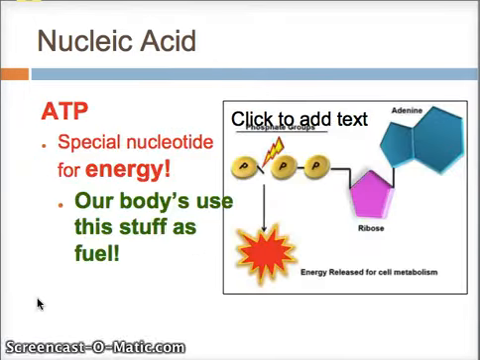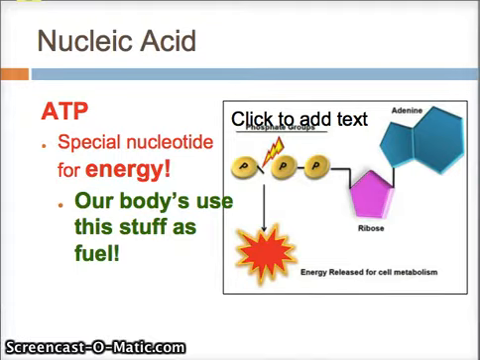All right, remember how I told you we'd come back to the third type, ATP? ATP special. It's literally just for energy. This is what we use as fuel. So whenever we eat, anything that we're going to eat is going to eventually be broken down into ATP. So those are nucleic acids.